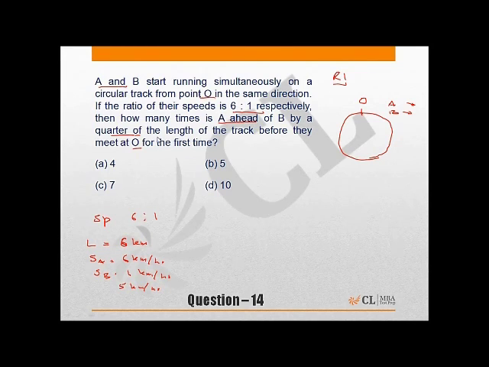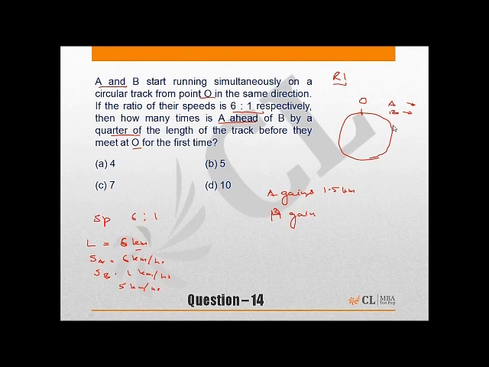Now we need to find out how many times A is ahead of B by a quarter of the length. A will be ahead of B by a quarter of the length, which means if the length is 6 kilometers, the first time this condition is satisfied is when A has gained 1.5 kilometers. Next time this condition will be satisfied when A gains 1.5 kilometers.